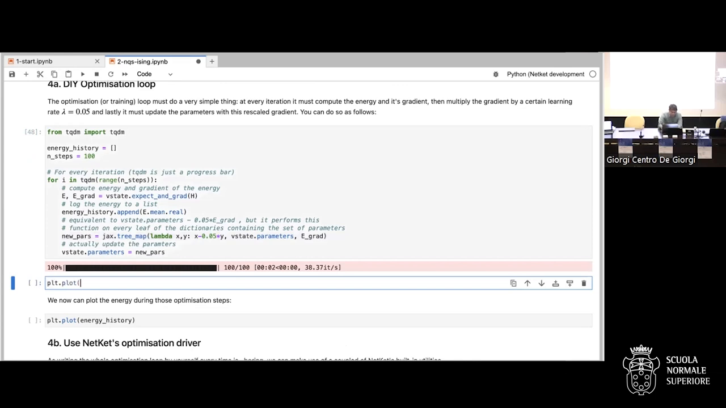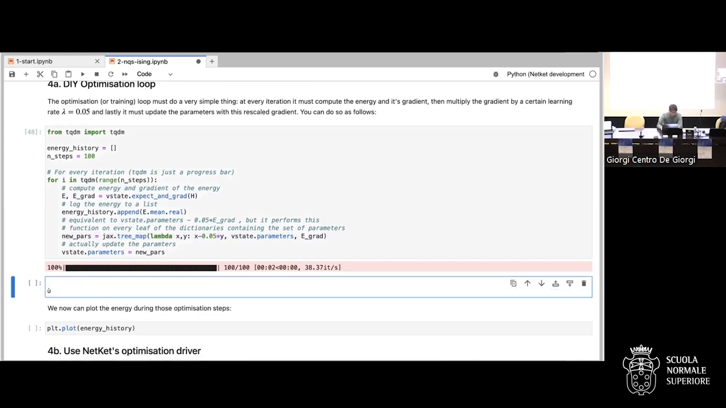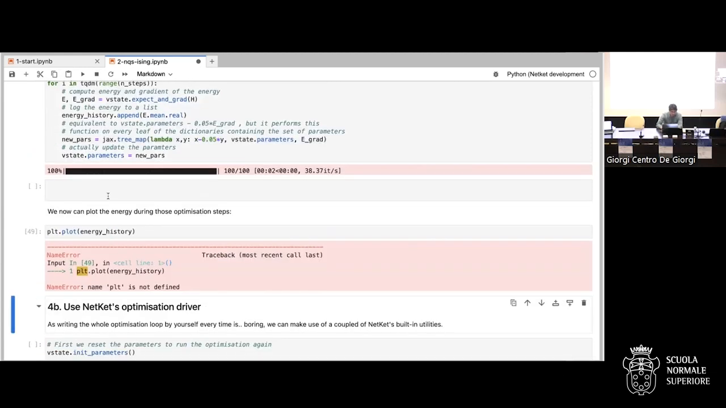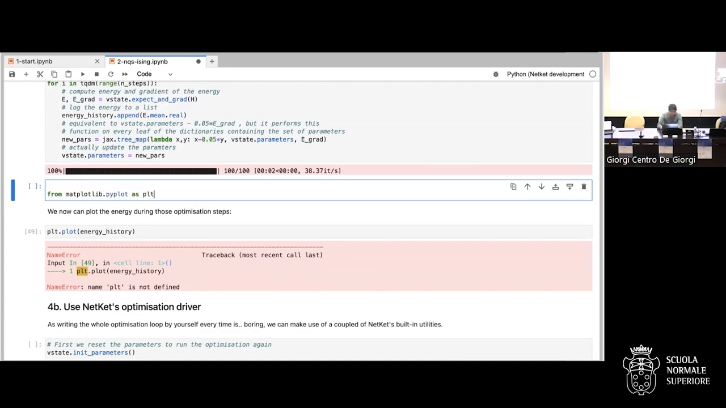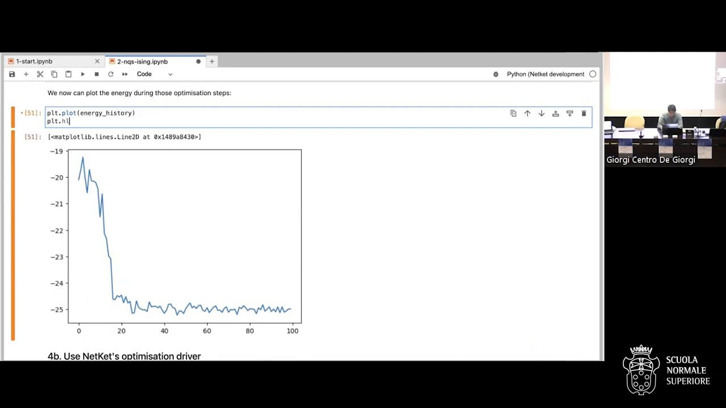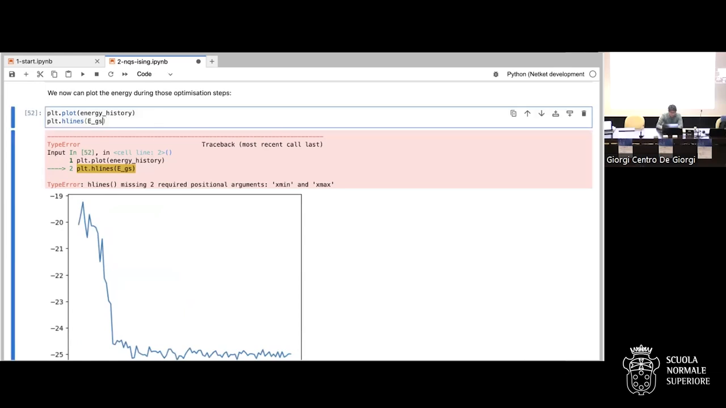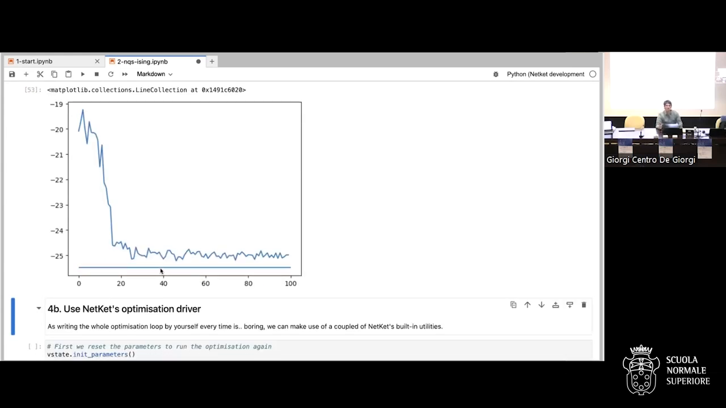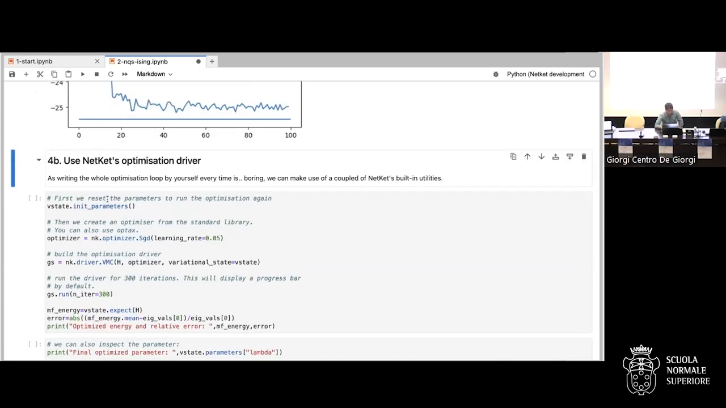So now if I plot the energy, you see that we are going down, okay? And if we plot the ground state energy, x min equals 0, x max equals 100, you can see that it's not very good, because this is a mean field approximation, so we are using one parameter, okay? So I will just flash this.